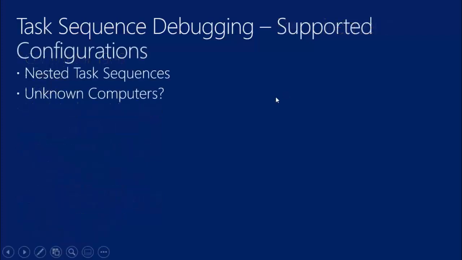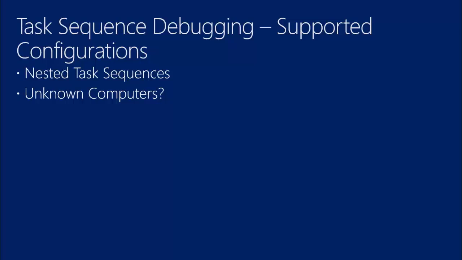In terms of supported configurations, so nested task sequences, yeah, totally supported. You're going to see that as we go along. Unknown computers, absolutely. Unknown computers are supported as a target type. You would need to add the unknown computer object to your debugging collection in order for the policy to get there when you boot up. But besides that, yeah, they're supported like normal.